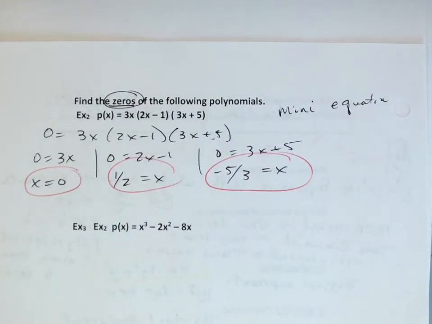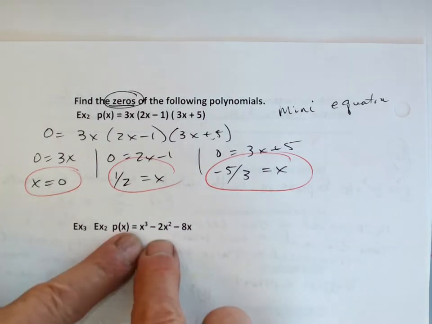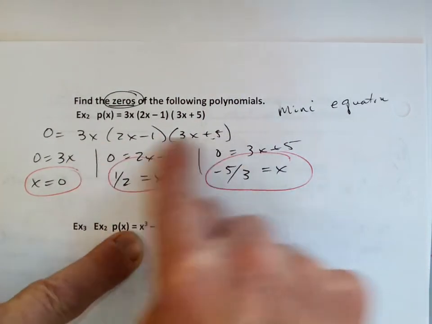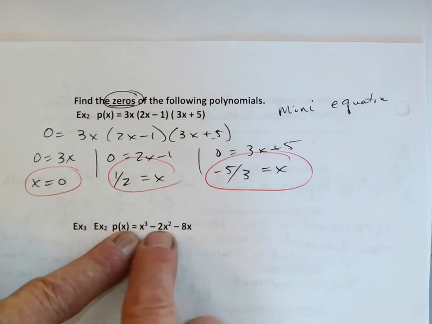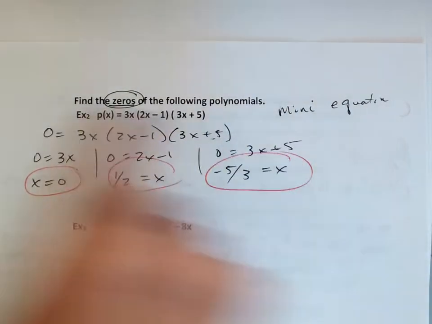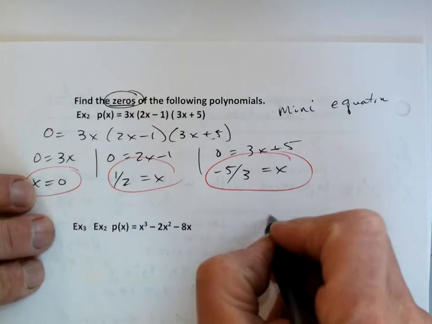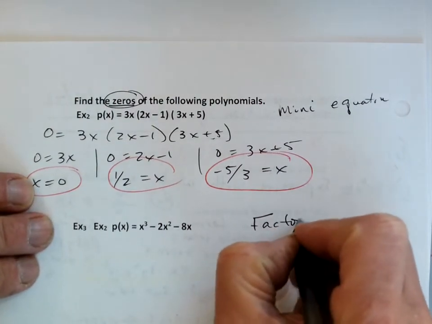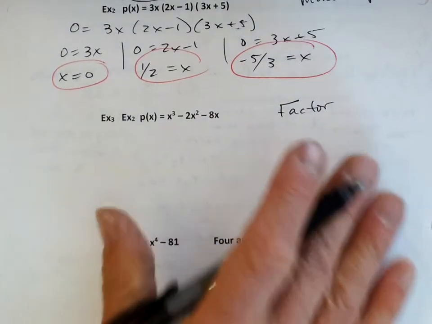But now example 3 is not factored. We need to factor this one so it looks like this. We need to make our mini equations. We need to take this example and make it look like this. We're going to factor, okay? Well, let's see if we remember how to factor.